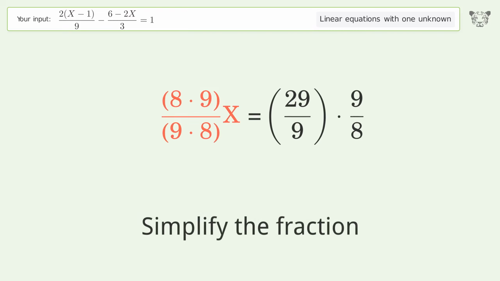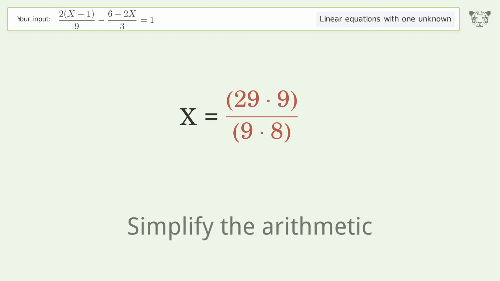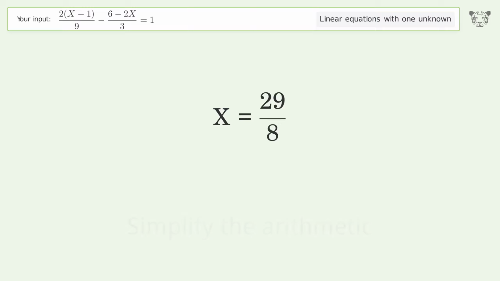Simplify the fraction. Multiply the fractions. Simplify the arithmetic. And so the final result is x equals 29/8.